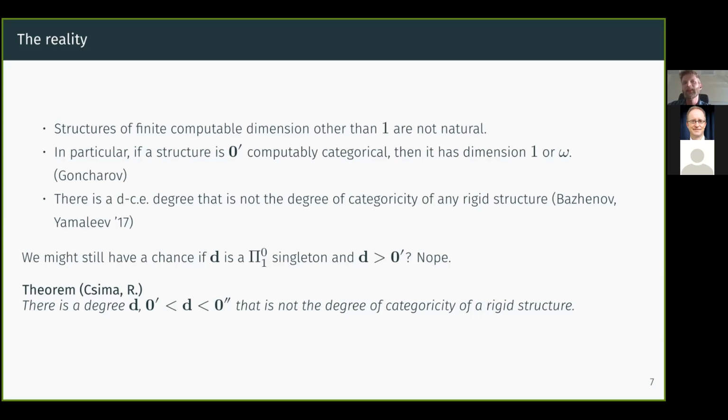Together with Barbara in this project, we showed that there is a degree D, which is between 0 jump and 0 double jump, that is not the degree of categoricity of a rigid structure. Our proof basically takes Bashenov's and Yamalev's proof and combines it with a true stage construction. Let's quickly divert into that.